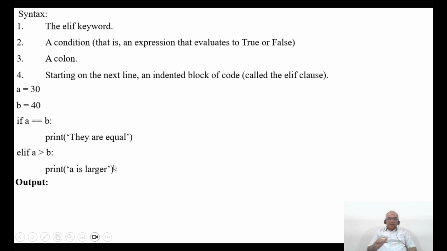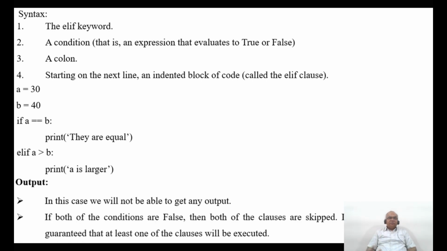Since you have not written any other statement, you will not get any output in this case. Why? Because you have not considered another statement which is required so that b is larger. If both the conditions are false, then both of the clauses are skipped. It is not guaranteed that at least one of the clauses will be executed.